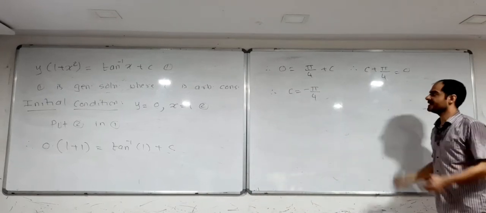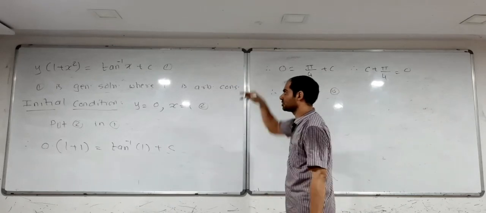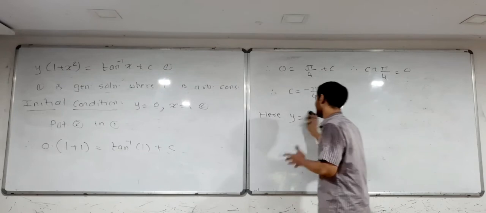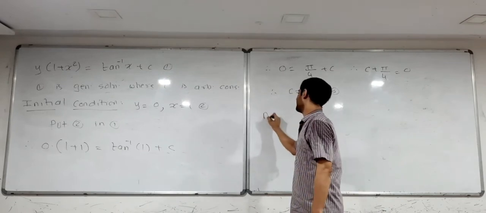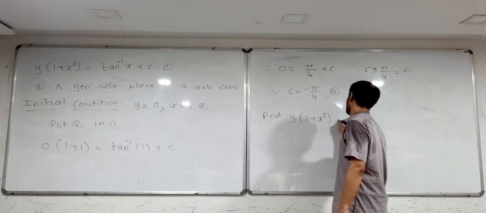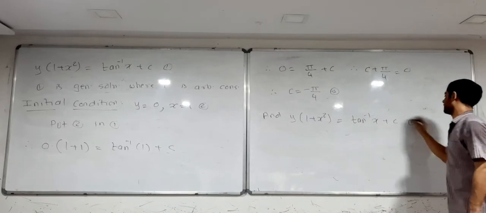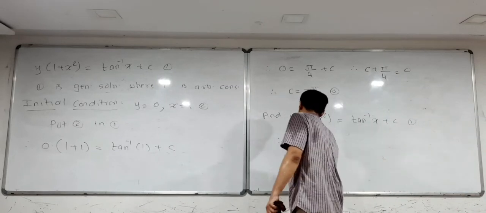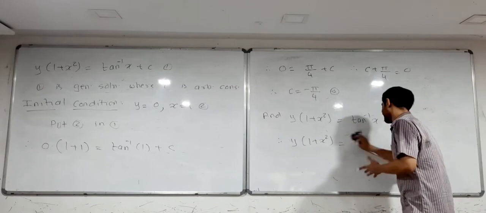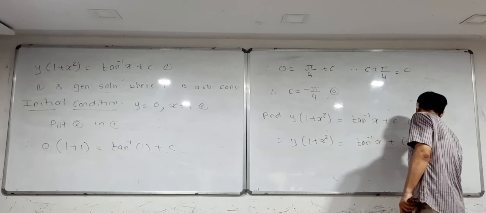is that you substitute this value, result number 3, in 1. Now here, what is the general solution? y into 1 plus x square is equal to tan inverse x plus c. This is result number 1. So substitute it. So y into 1 plus x square is tan inverse x plus minus pi by 4.